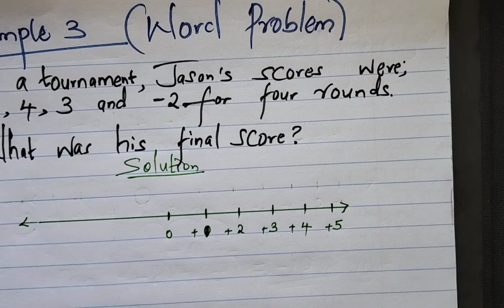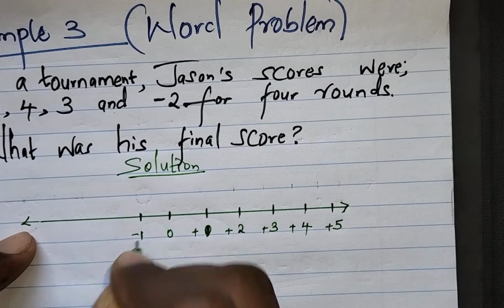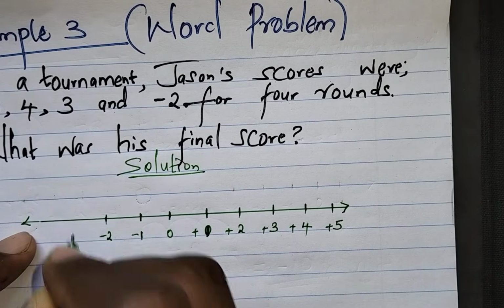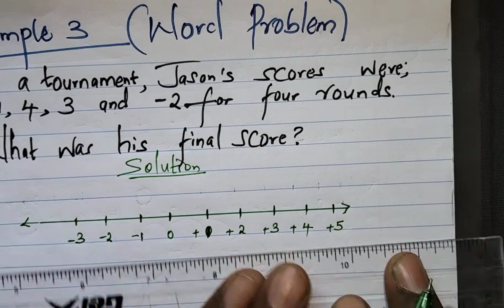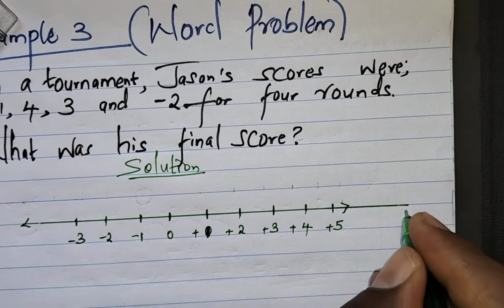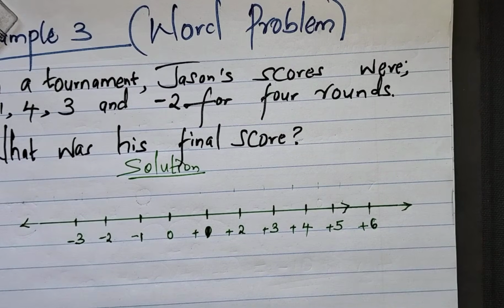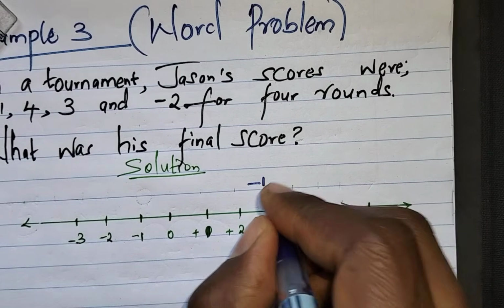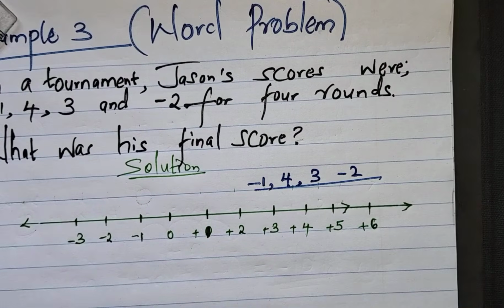And there is also negative 1 moving this way. This is a 0, so negative 1 is here, then negative 2 is here, negative 3 is there. Just move on like that. I think I need to add one more. Let's say this arrow goes to this end, so we shall have a positive 6 right here. So the arrangement of the values that we have in the question: we have negative 1, we also have 4 steps, we shall have 3 steps, and we shall have negative 2.